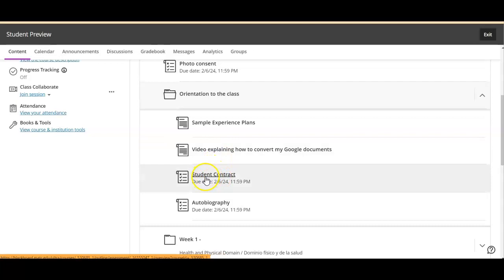Something that you should be doing sooner than later is signing and filling out that student contract, which is basically giving permission to be placed at a practicum placement and that you have an agreement and understanding of what your role as a student teacher is.